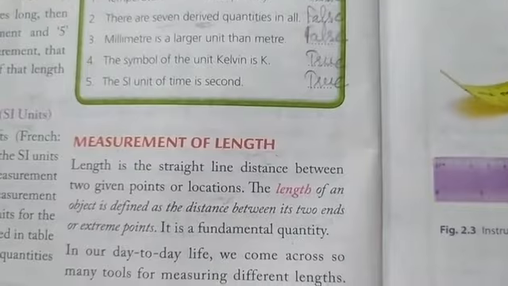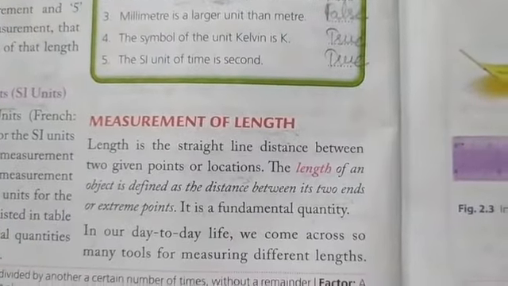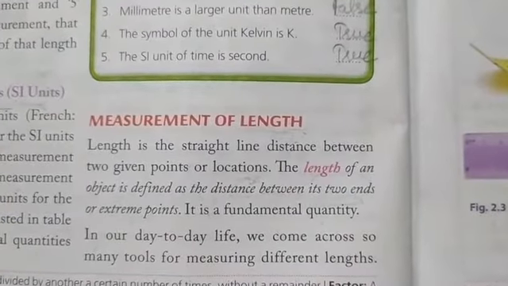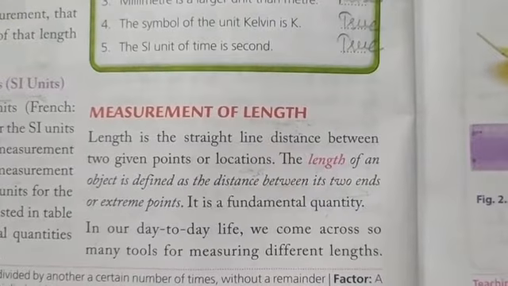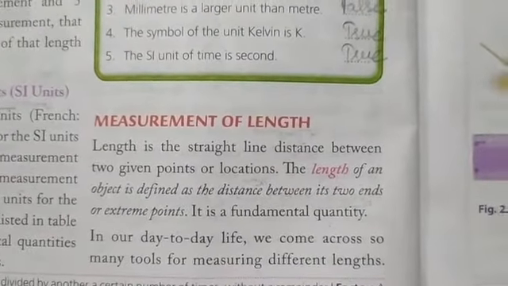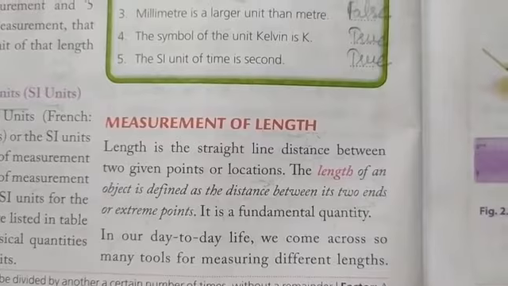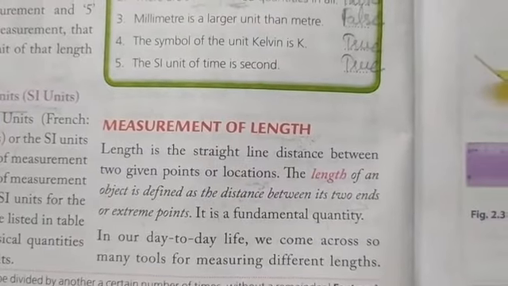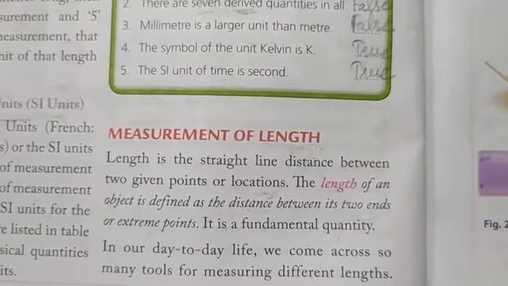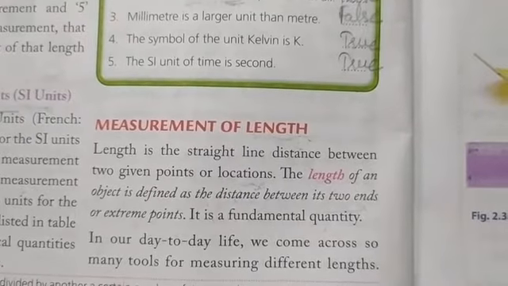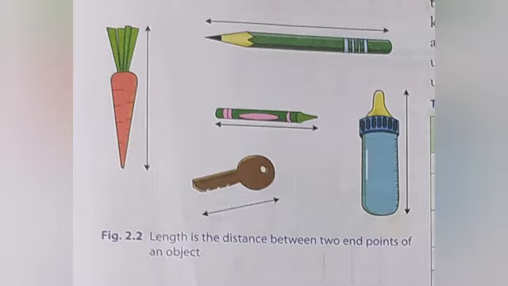We know that length is a fundamental quantity and we measure length in our everyday life. For example, we measure the length of our clothes, we measure the length of a room, and many more similar examples are there. Now, here you can see the different objects whose length can be measured by finding the distance between their endpoints.